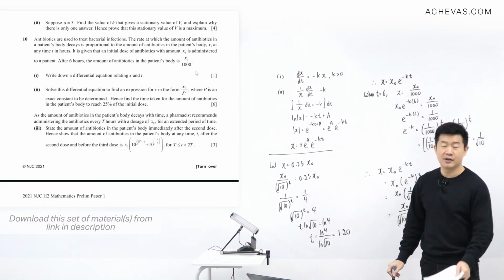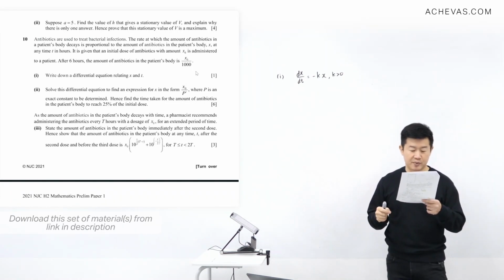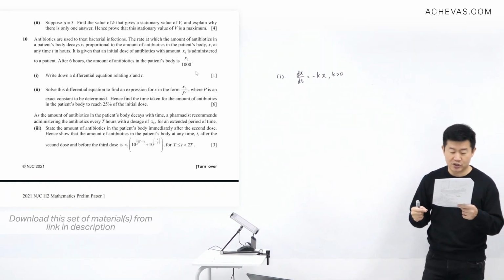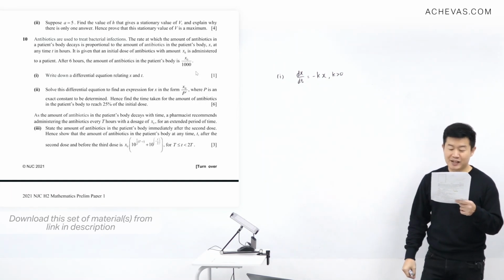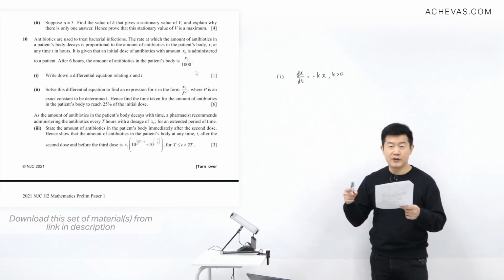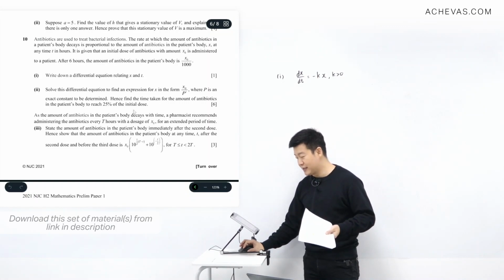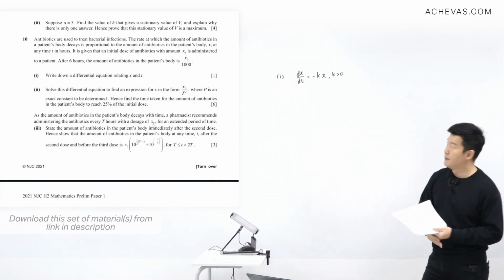Let's move on to part 3. In part 3, as the amount of antibiotics in a patient's body decays with time, pharmacies recommend administering the antibiotics every t hours with a dosage of the same amount that was administered initially, x0, for an extended period of time. So for part 3, we want to state the amount of antibiotics in the patient's body immediately after the second dose. The first dose is going to be this. Okay, this will be the initial dose. This is the first dose. Then the second dose will be another x0 that is going to be added to the patient's body.